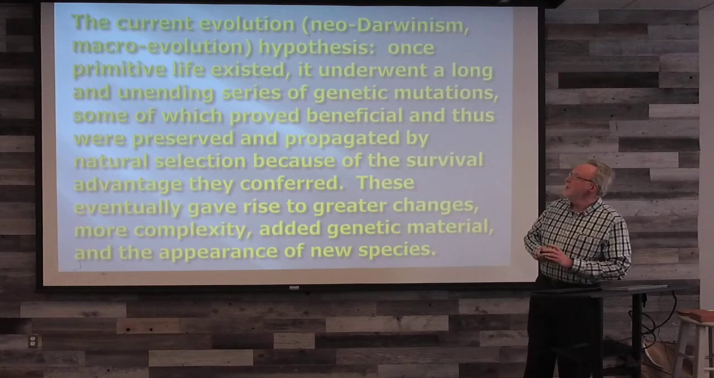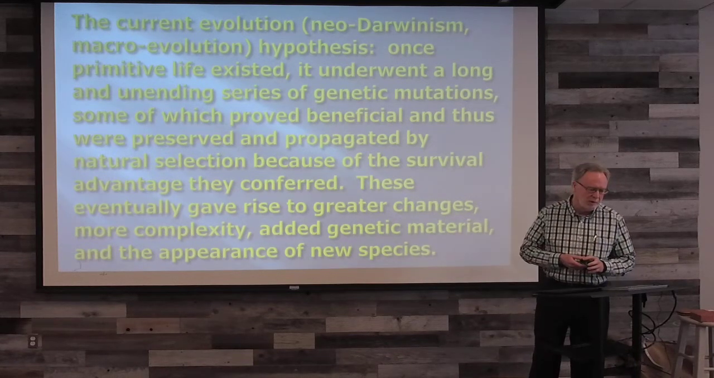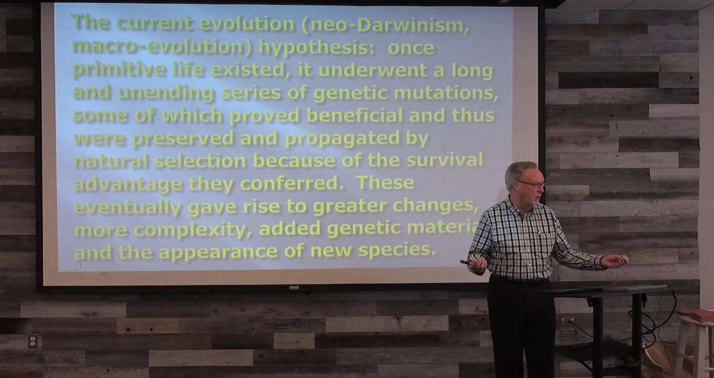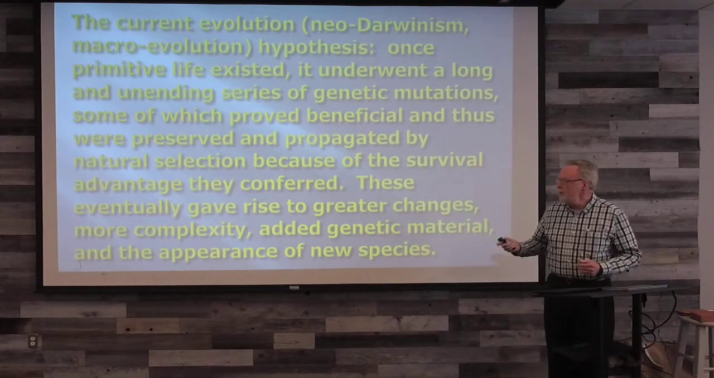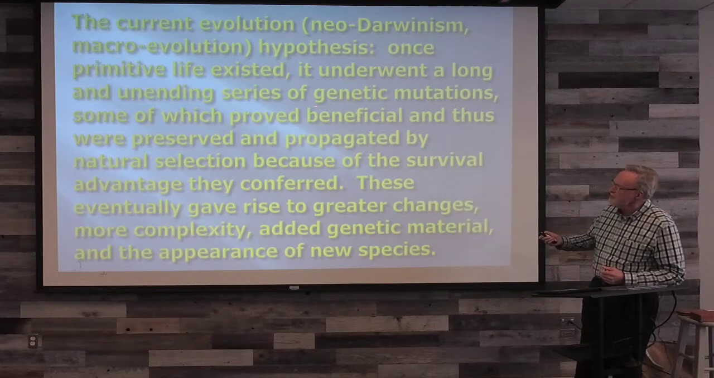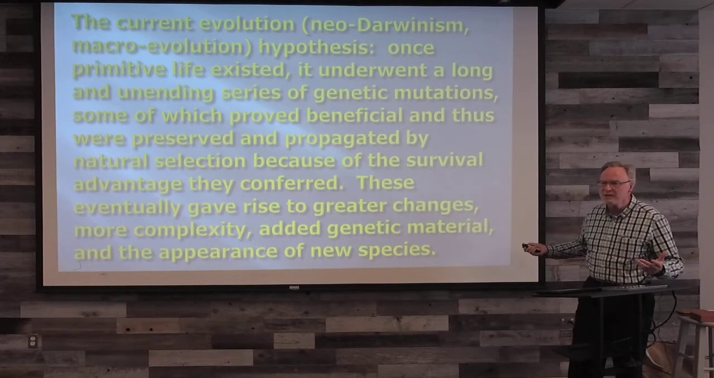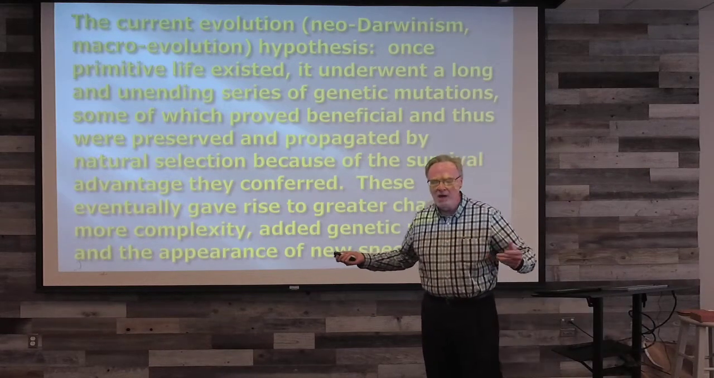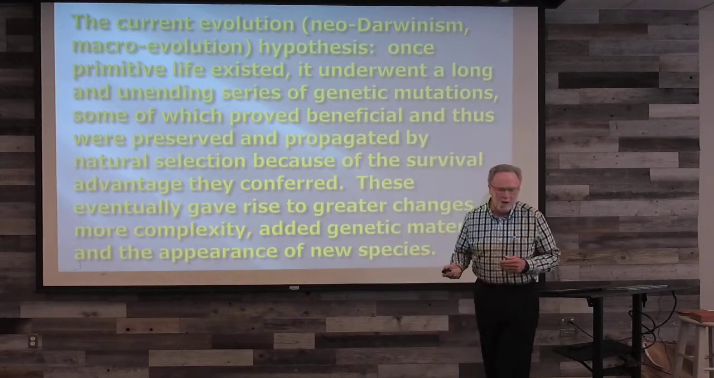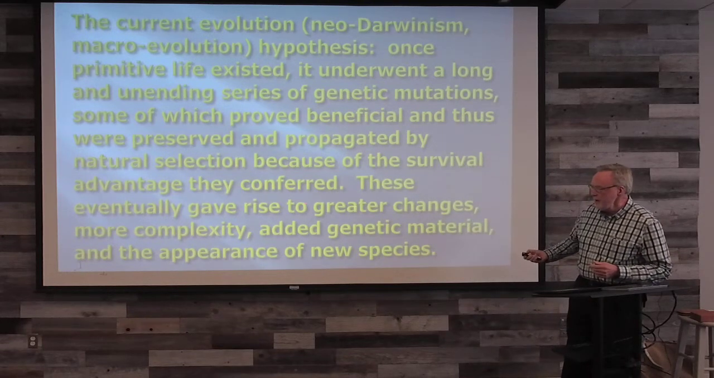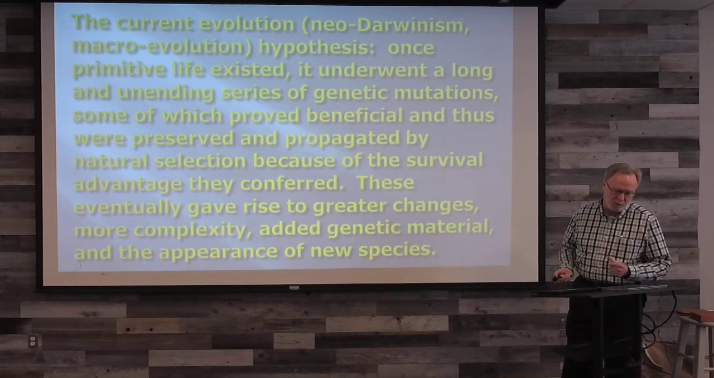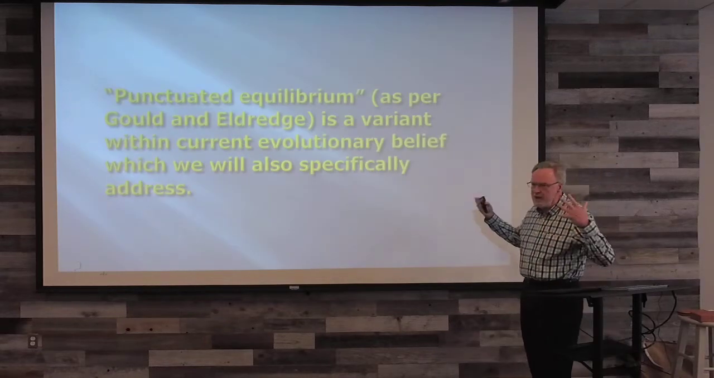Here's the current one. It's sometimes called neo-Darwinism or macroevolution. Okay, it's the same thing except incorporating the fact that we now know how DNA works. This amazing discovery. So it's the same thing, but these are now gradual changes because of genetic mutations. Darwin didn't know anything about DNA. He couldn't have. So he didn't know what supposedly would have caused these random changes, but now you can fill in genetic mutations, and they give rise to greater changes, more complexity, and added genetic material, additional genes and chromosomes, and the appearance of new species. So that just lets you know where we are.